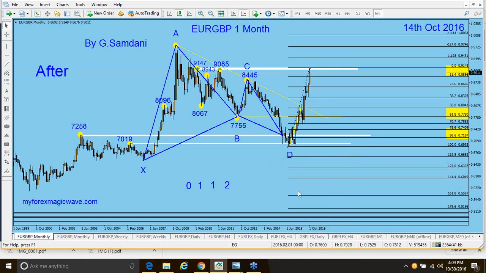Percent means out of 100. Per means out of, cent means 100. So if the price comes down here, it retraces 61.8% of the whole move, meaning that 61.8 part of this whole move. A little bit more than half, it recovers. So this is a retracement tool, and this is what 61.8% means.